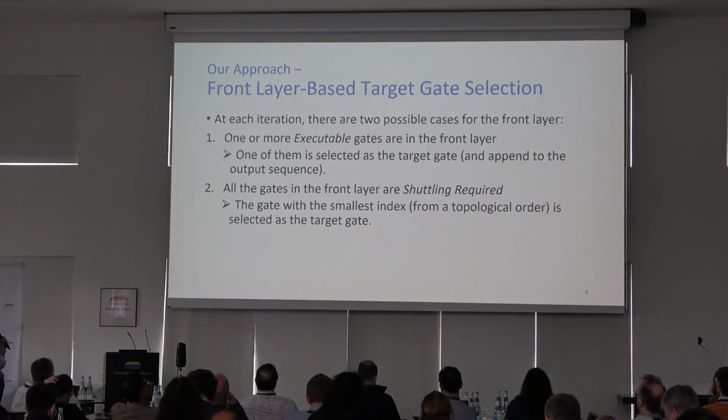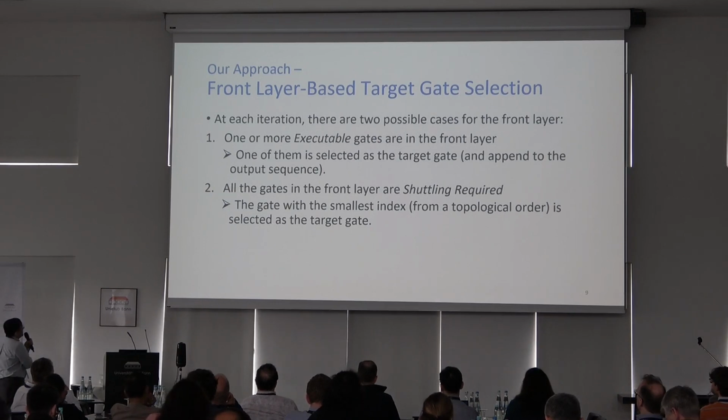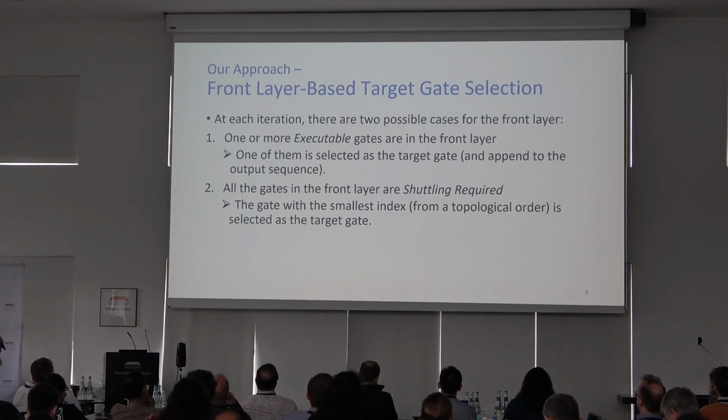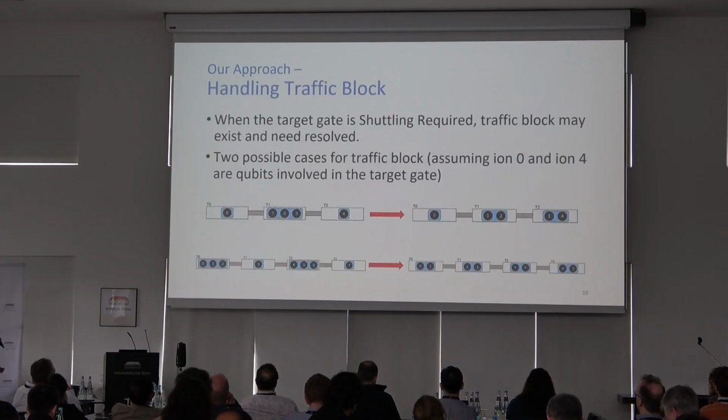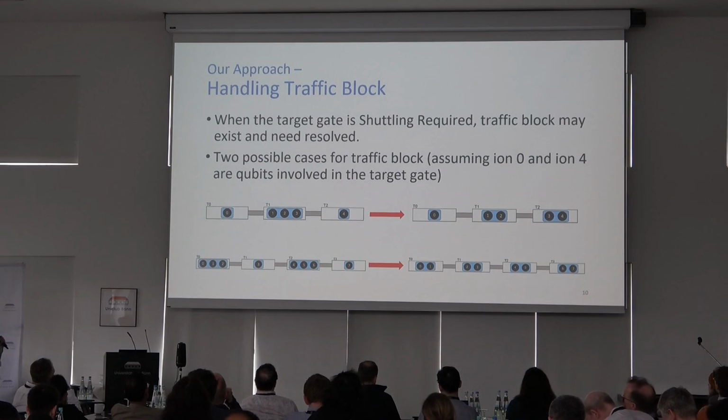The second case is that all the gates in the front layer are shuttling required. For this case, we are going to select the gate with the smallest index from the topological order as the target gate. So if the target gate is shuttling required, then we have to check whether there exists any traffic block. And if any traffic block exists, then it has to be resolved.